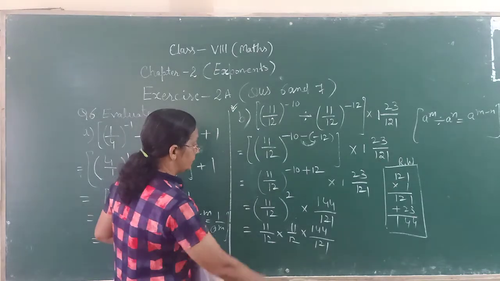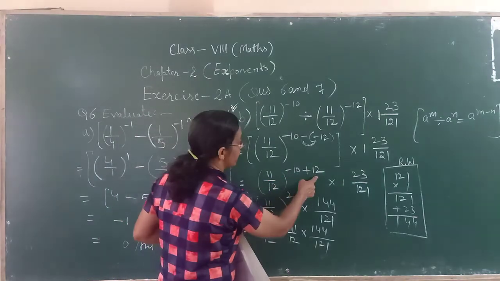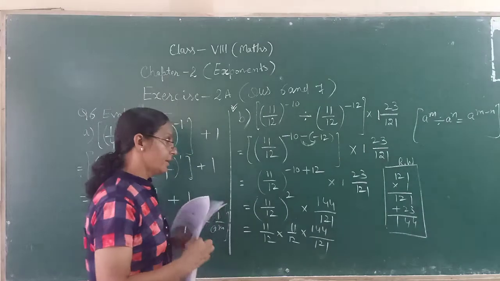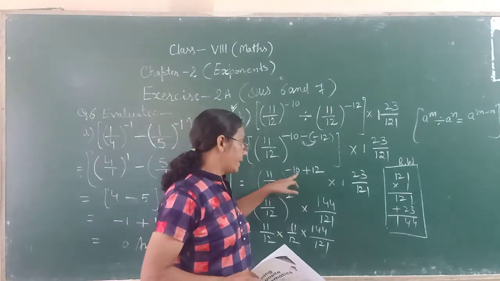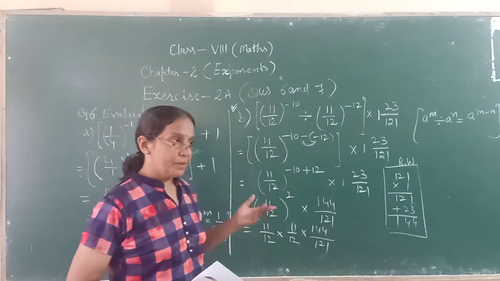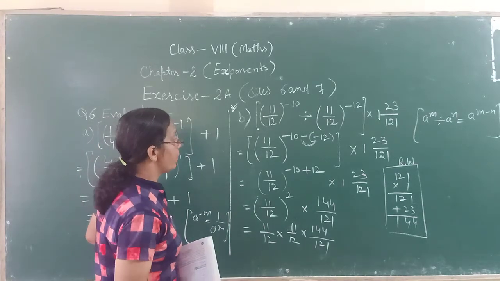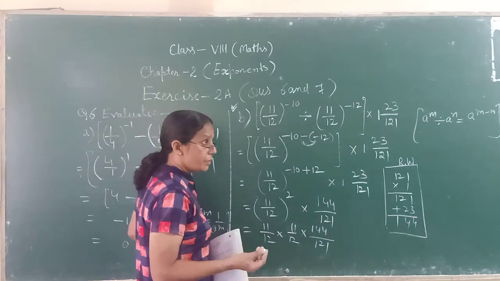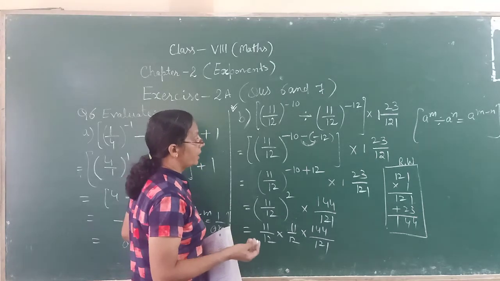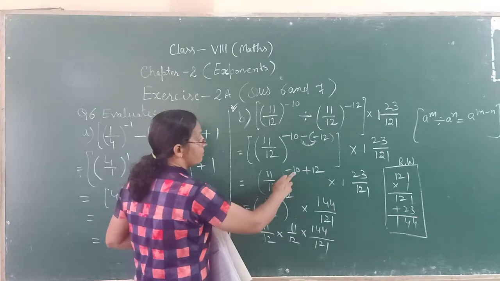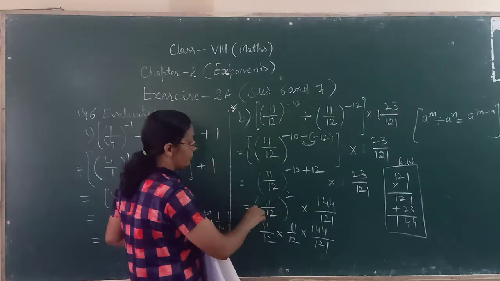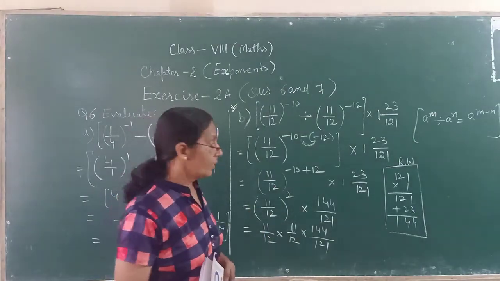Now what will come next? Minus 10 plus 12, same as the A part. Here we got a negative and a positive integer. We have to subtract and take the sign of the greater number. Sometimes we face problems about which sign should be there, that's why again and again I am repeating it. So minus 10 plus 12 will become 2. 11 by 12 raised to power 2 will become, and into.